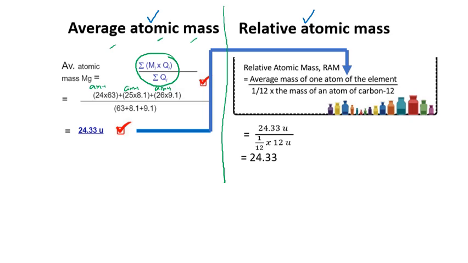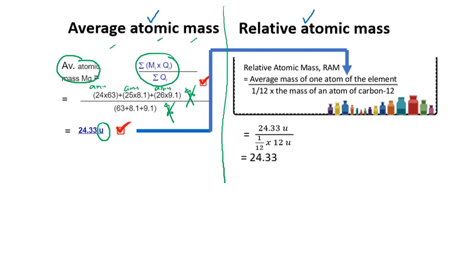Even though, let's say the unit is in terms of percentage, here also we have the percentage, so we can cancel out the percentage. Another symbol for AMU can also be u. Okay, so we know that 24.33 AMU is referring to the average atomic mass.